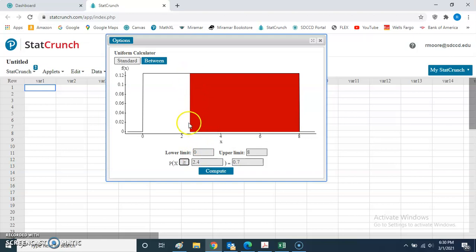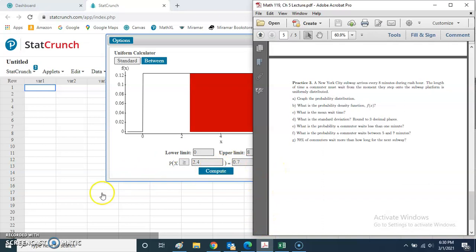So we're like, where do we draw the line so that we get 70% above that line, right? 70% are more than some value. And of course, our answer, that same answer we got before, 2.4 minutes. So 70% of people have to wait at least 2.4 minutes before the next subway arrives. Okay, that is it. We did it.